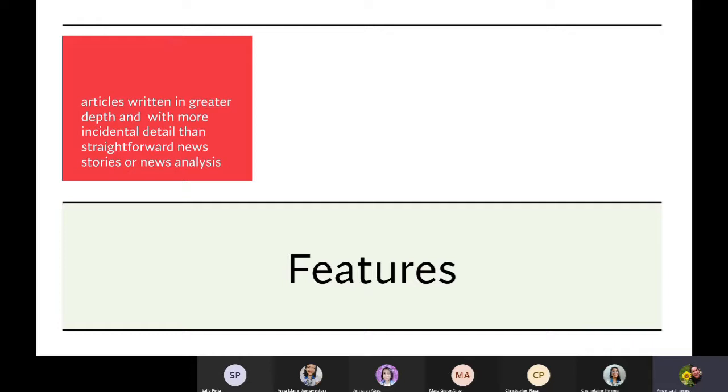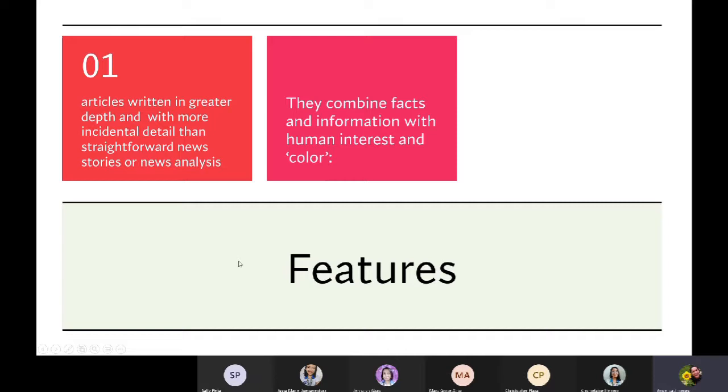Let's have Mr. Plaza. They combine facts and information with human interest and color. Can you please explain it? On my own understanding, I think you should put the facts and the correct information to catch the interest of the readers. I think I'm not really sure. Yes, that's correct. Thank you, Mr. Plaza. What you write should be true and factual, and it is almost the same with news because news is purely factual. But then sometimes news can be boring because you are just straightforward.